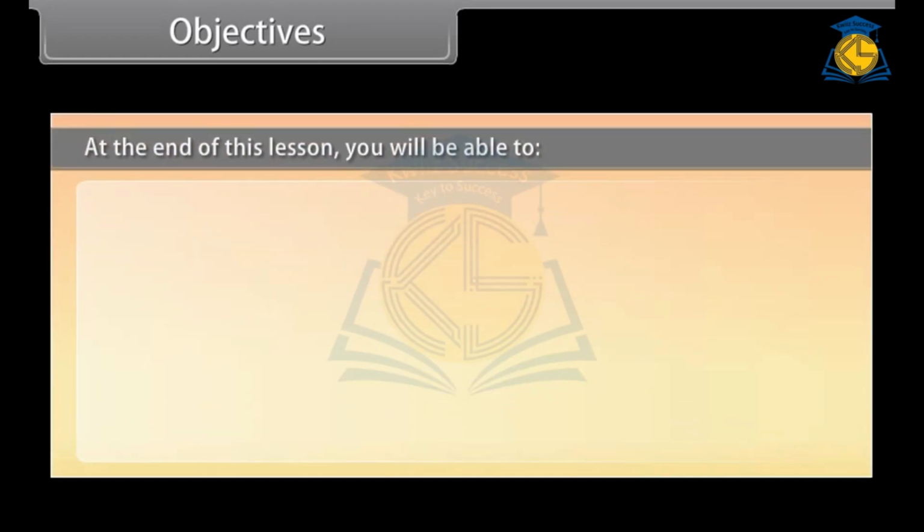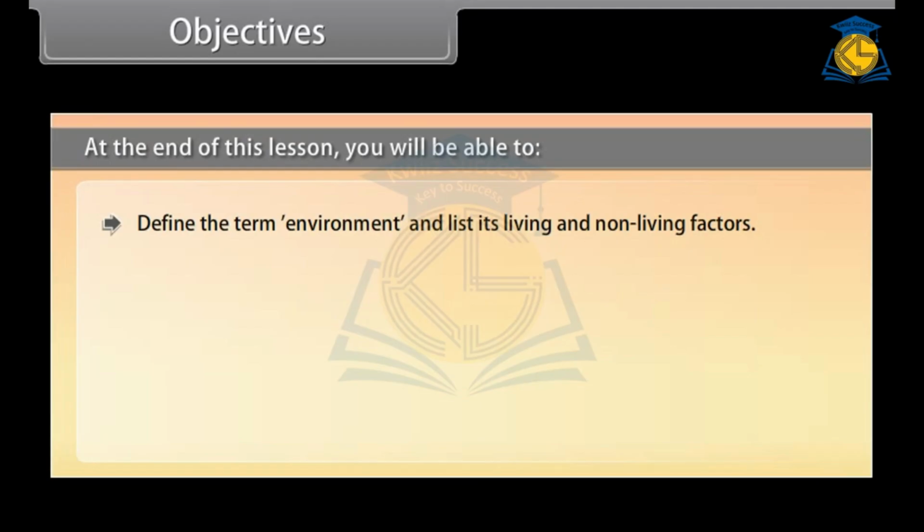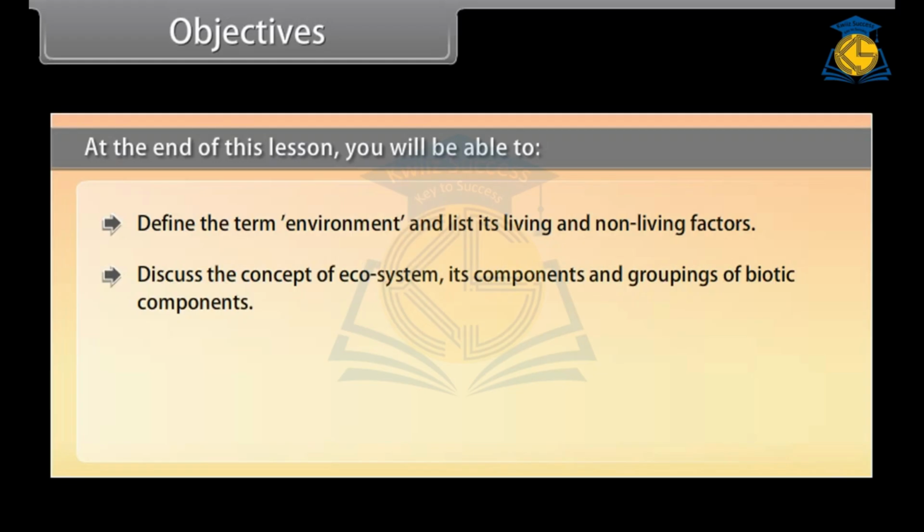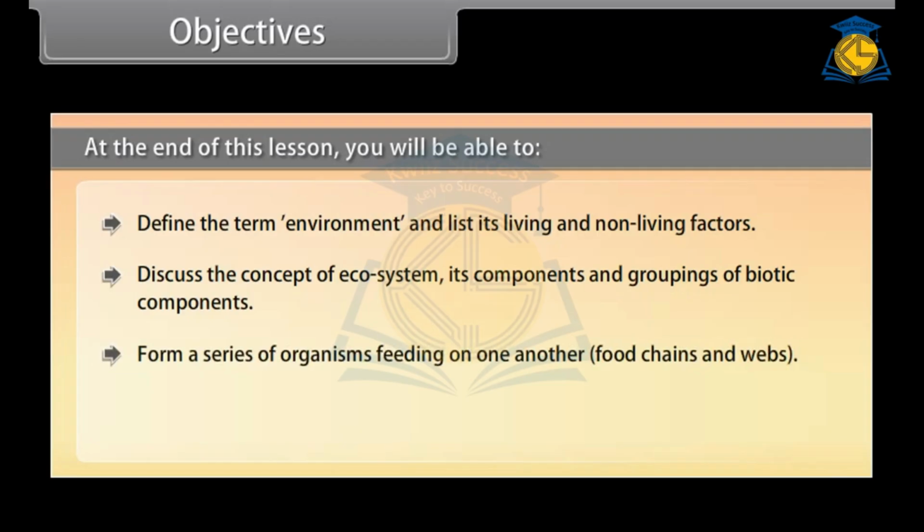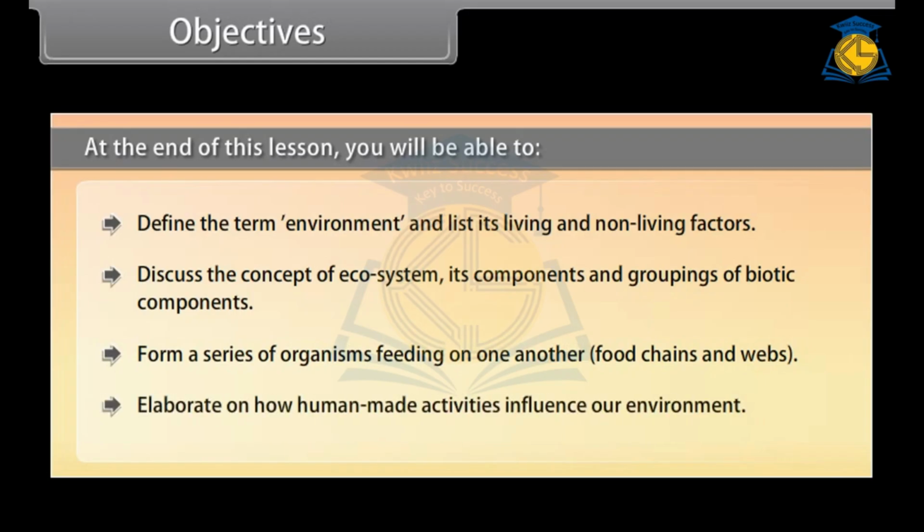At the end of this lesson, you will be able to define the term environment and list its living and non-living factors. Discuss the concept of ecosystem, its components and groupings of biotic components. Form a series of organisms feeding on one another, food chains and webs. Elaborate on how human-made activities influence our environment.